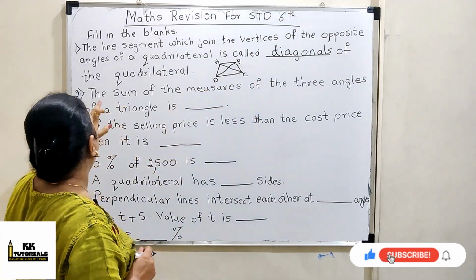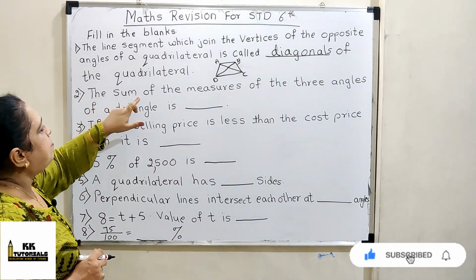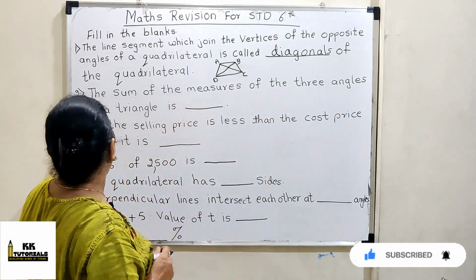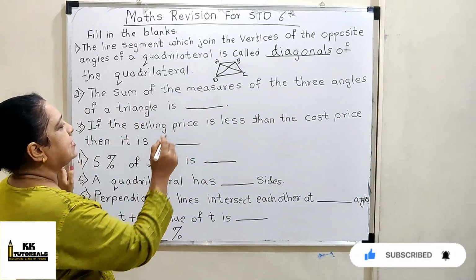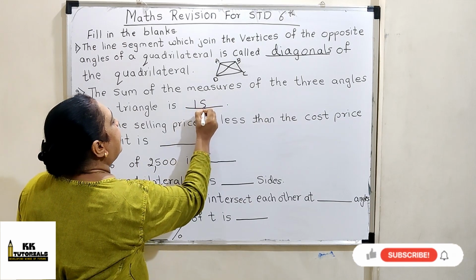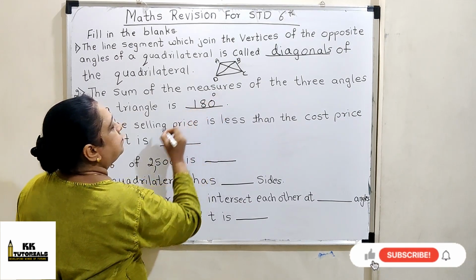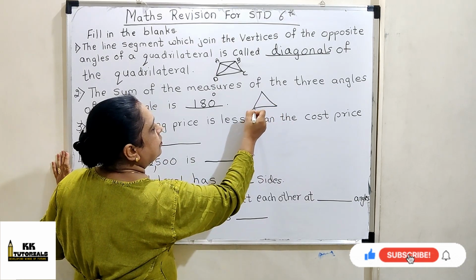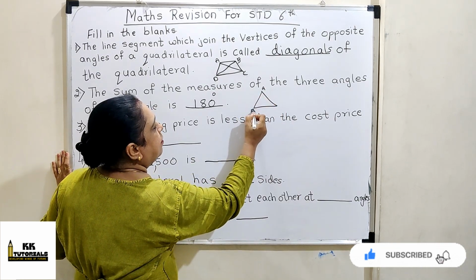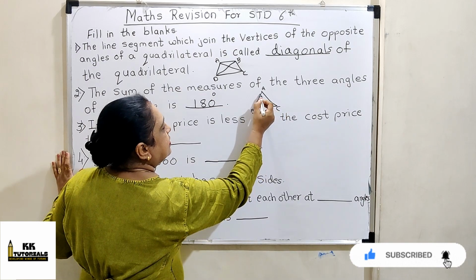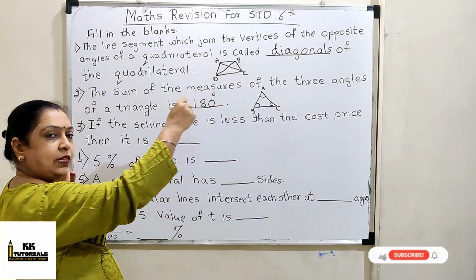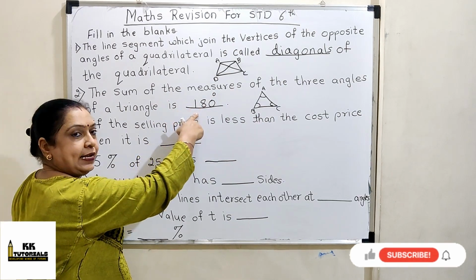Now, number 2. The sum of the measures of the three angles of a triangle is 180 degrees. That means this is a triangle, A, B and C. The sum of this angle and this angle, all the three angles should be 180.